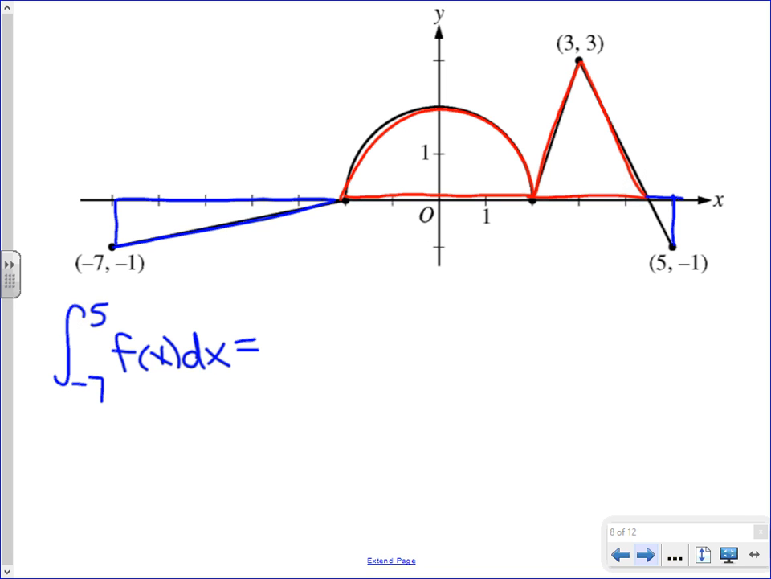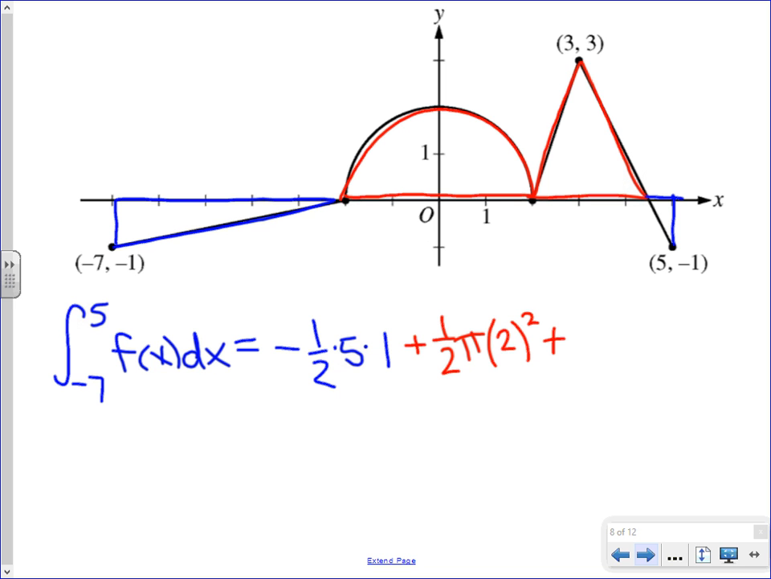Okay? So, how do we find area of a triangle? 1/2 base times height. So I'm going to put negative 1/2. We have a base of 5 and a height of 1. Then we have a semicircle. So we have 1/2 of pi r squared. Well, I guess I should do this in red. What's the radius of our semicircle? 2. So we have 1/2 pi r squared.